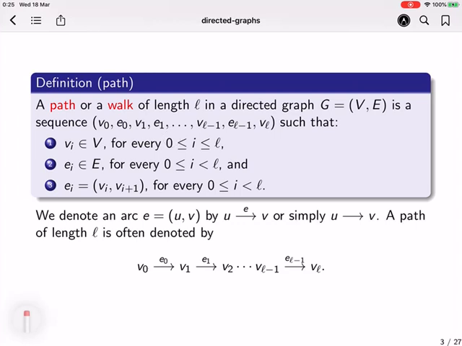Now, when we talk about the length of a path, we refer to the number of edges along the path. So in this path, we start with E0 and end with E(L minus 1). So the number of edges in this path is L. Notice that the number of vertices in this sequence is L plus 1. Okay?